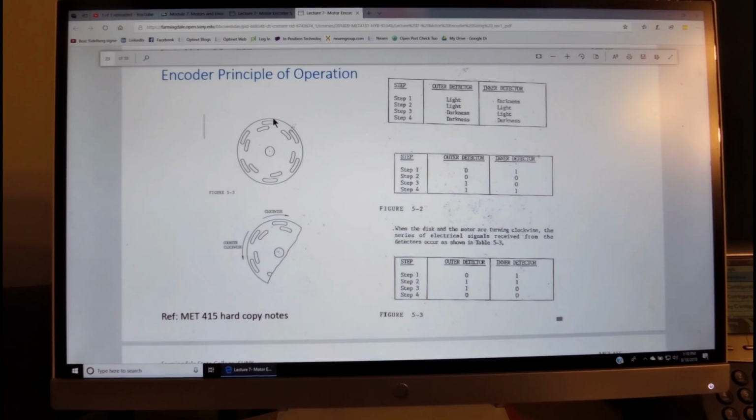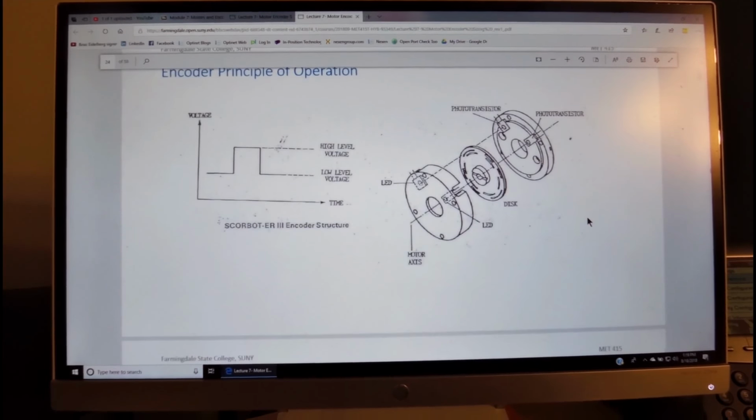And if each pulse has a certain angle, like we see over here is maybe 5 degrees, then each time we switch from this binary code to this binary code, we add up so many degrees, and that's the way the encoder counts its rotor position.